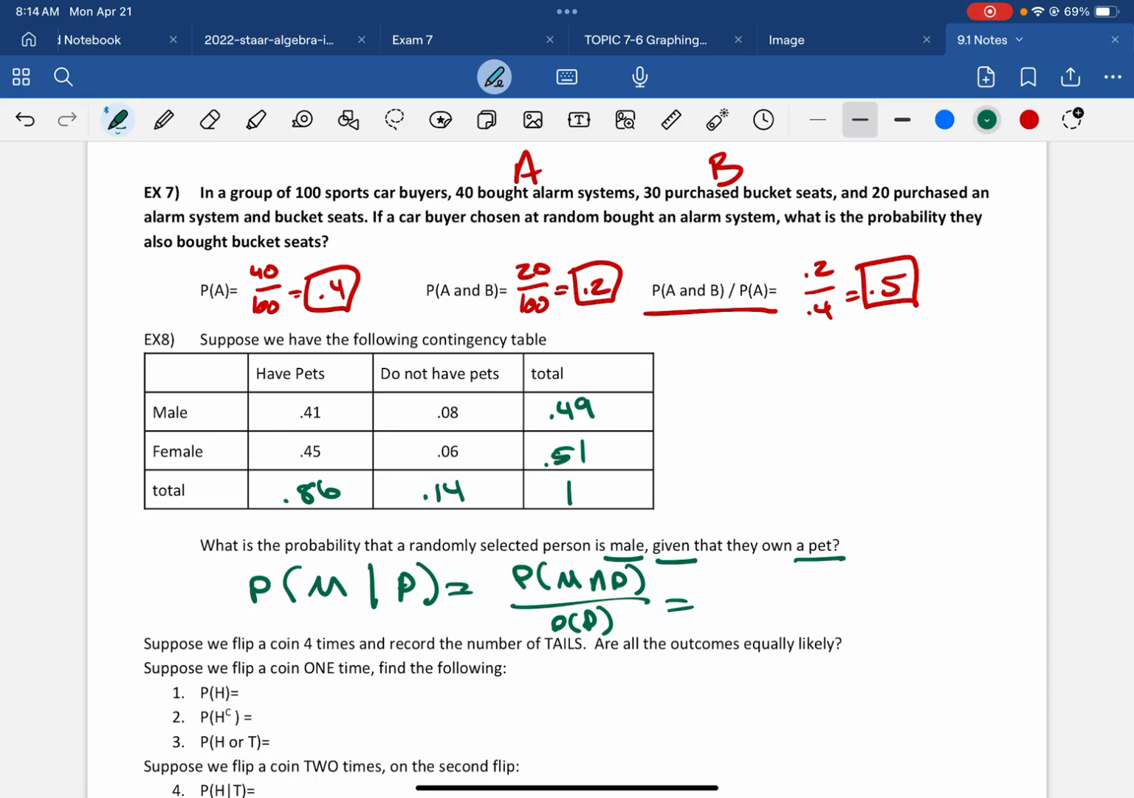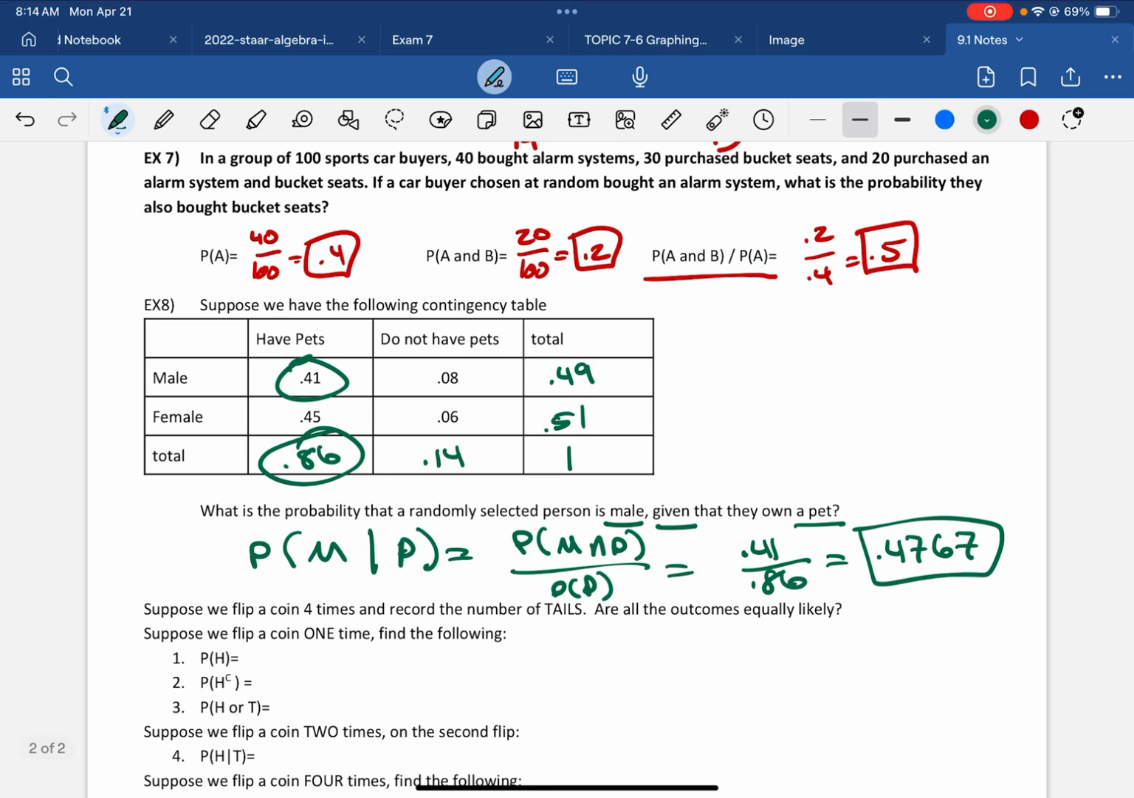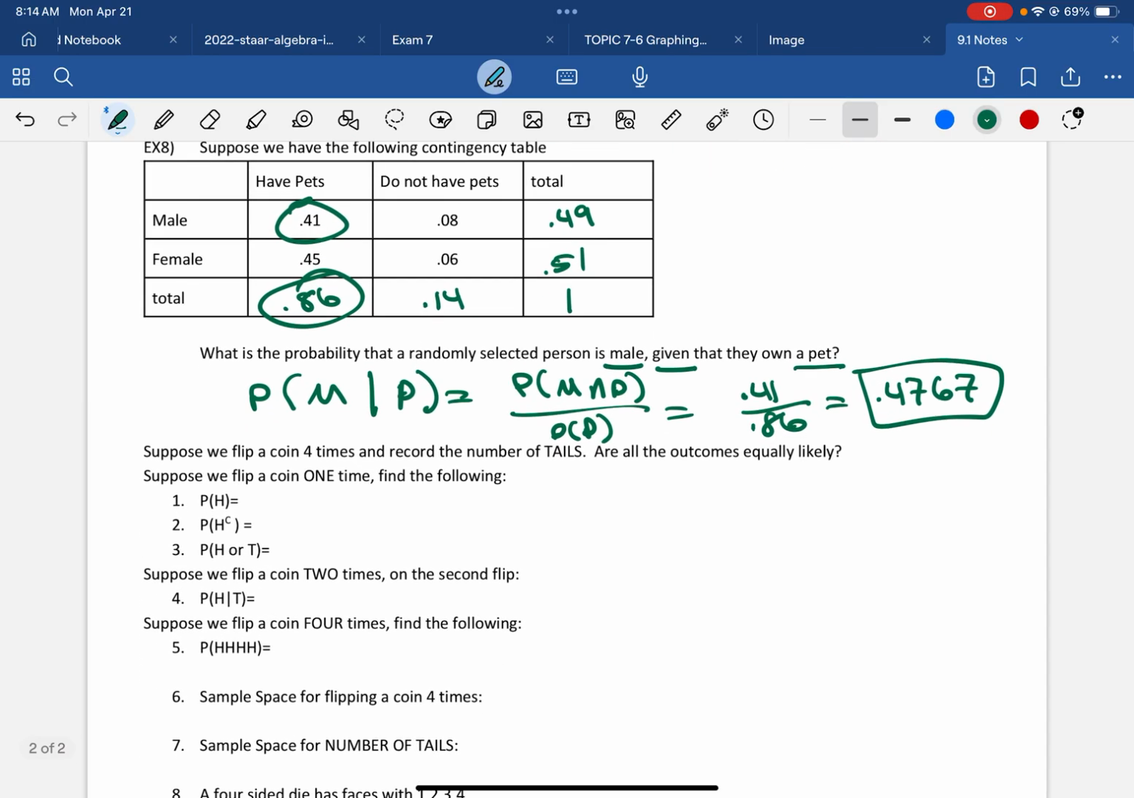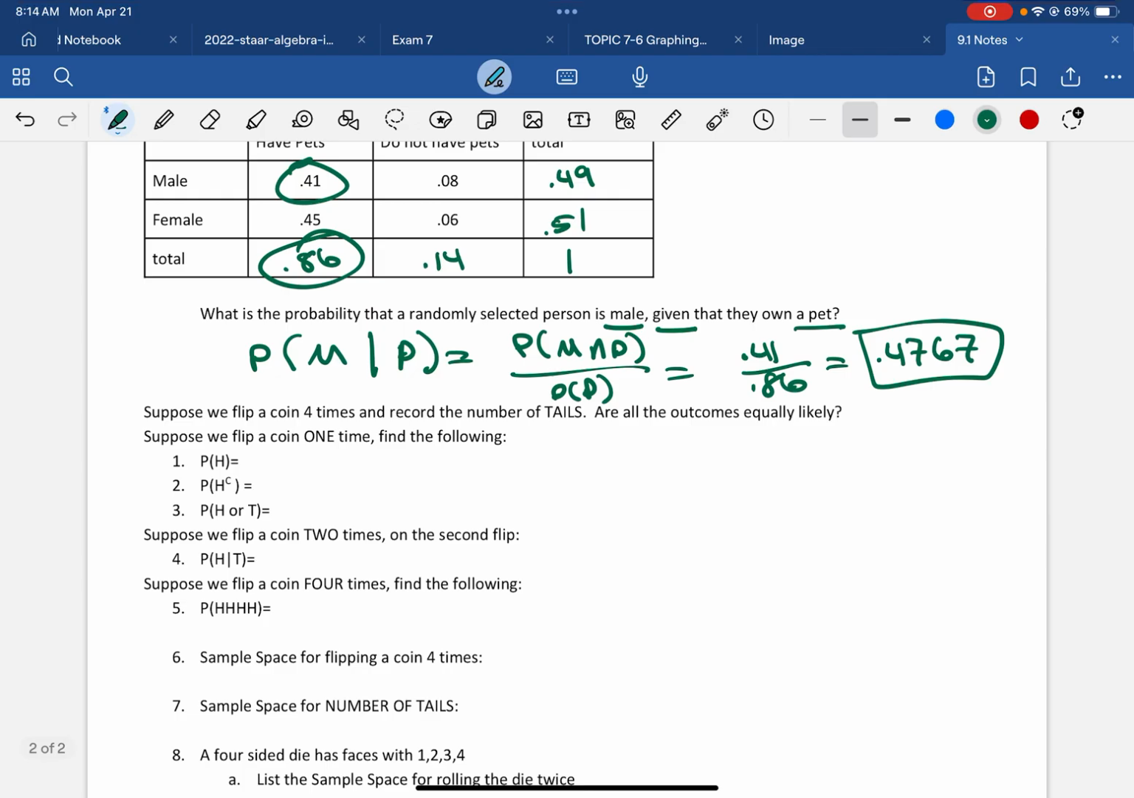Okay, so male and pet would be 0.41 from the table here. The probability that they own a pet is 0.86, that bottom number there, and then divide those, you get 0.4767. All right, so hopefully you're noticing the math is not hard, but the reading and the notation is probably what's going to trip you up a little bit.